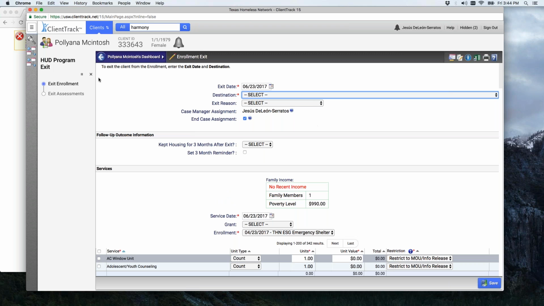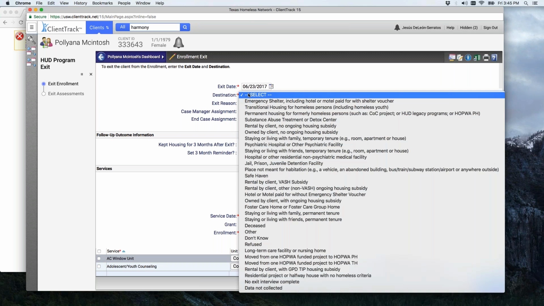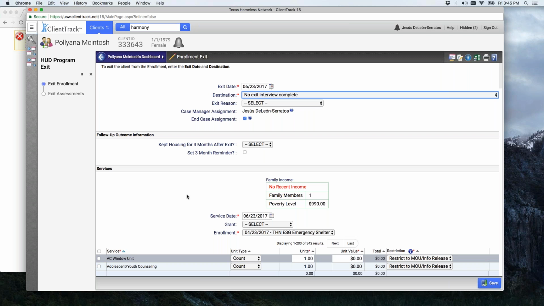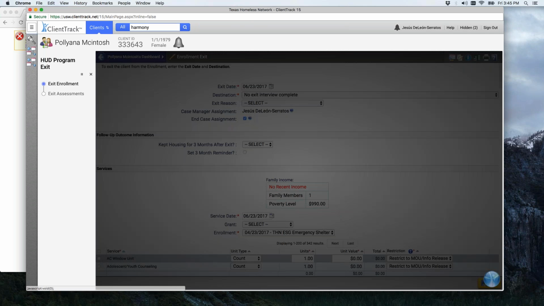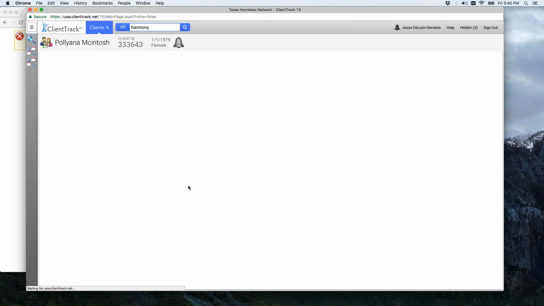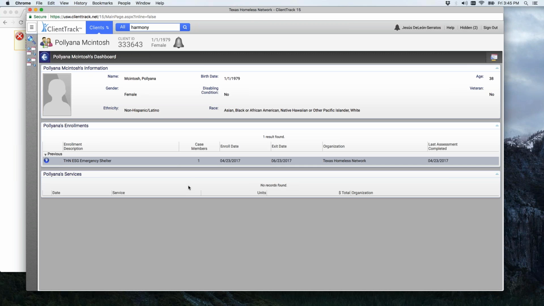Now, what happens if I just close this, if I cancel it? Nothing happens. When this happens automatically, when you have an emergency shelter and your client closes automatically, usually there's no assessment done. This will close on the date that it needs to close, and it'll say no exit interview complete. I'm going to say that was the case here just to show you something really quick. I'm going to click save, and that's it. It's done because since there was no interview, it doesn't need to ask me anything else.